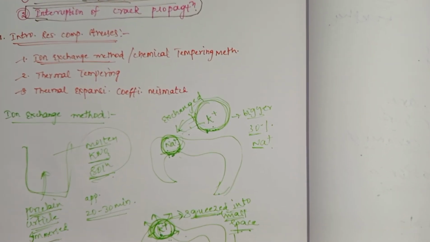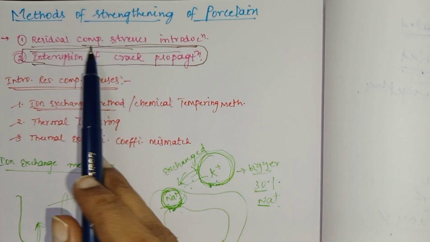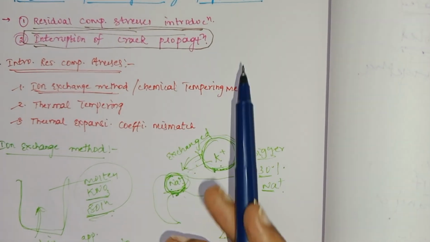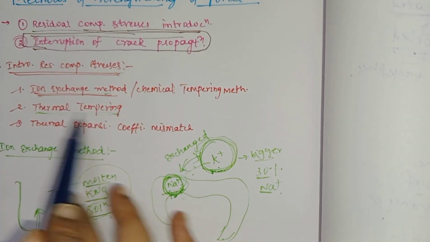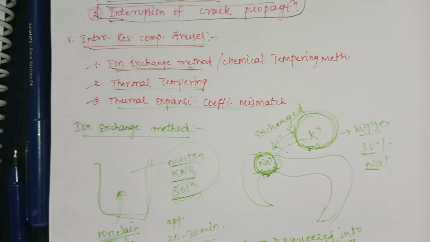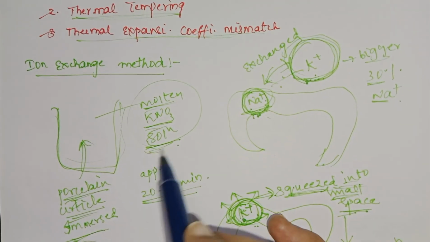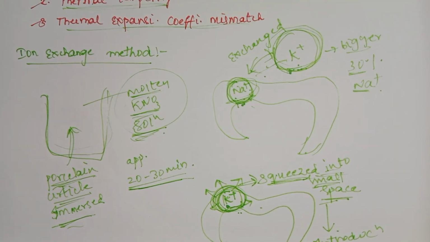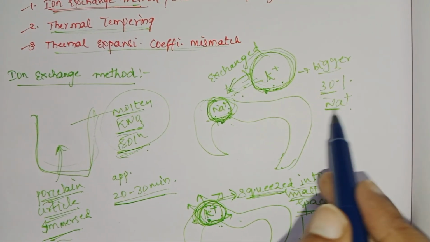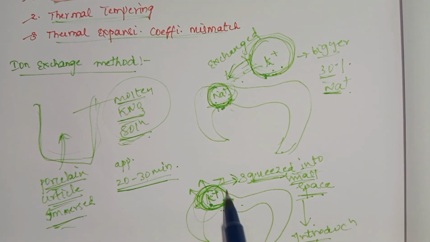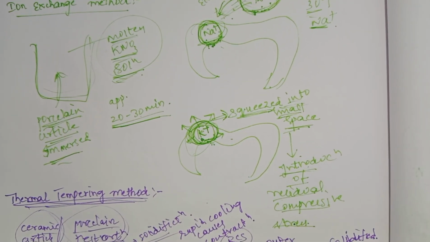Let us summarize what we have learned. Methods of strengthening of porcelain. It is done by two methods: residual compressive stress introduction and interruption of crack propagation. The introduction of residual compressive stress is done by ion exchange method, thermal tempering, and thermal expansion coefficient mismatch. Ion exchange method: when the porcelain article is immersed into molten potassium nitrate solution for approximately 20 to 30 minutes, sodium ions get exchanged with potassium ions, which are 30% bigger than sodium ions. Then these potassium ions get squeezed into this small little space. Therefore, residual compressive stresses are introduced.